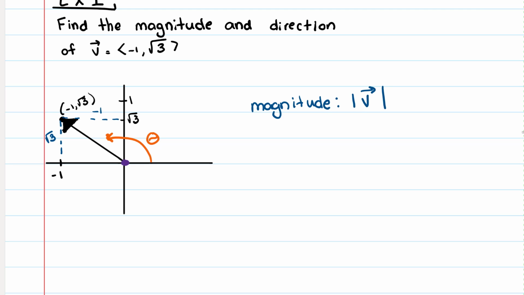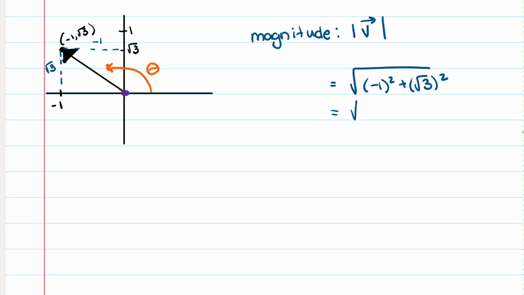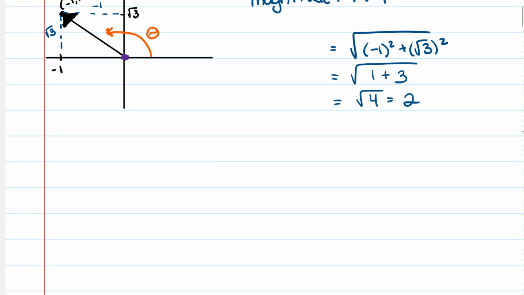And that's just going to be the square root of -1 squared plus radical 3 squared, which is going to be the square root of 1 plus 3, the square root of 4, which is 2. So the magnitude of that vector is 2. And now we just need to find the direction.